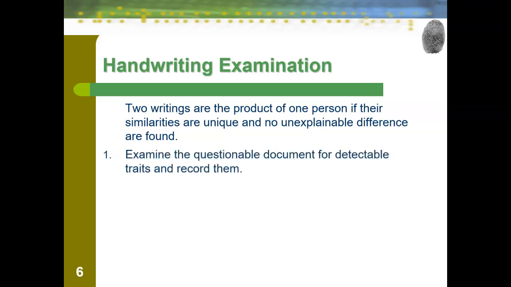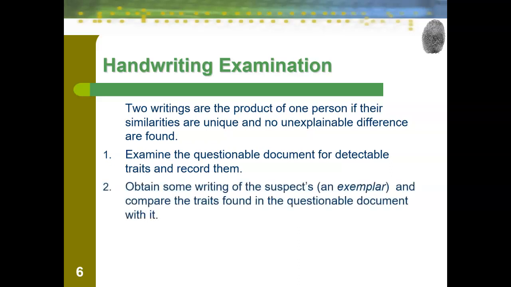So in order to make this analysis, an analyst is going to examine the questionable document for detectable traits and record them. So without looking at any sort of comparison, they are just going to look at the document itself, the ransom note, whatever it is, and they're going to identify features that they think are unique. Mainly the weird way they make a T, or how they always connect an N and an S together if they come one right after another. Unique features.